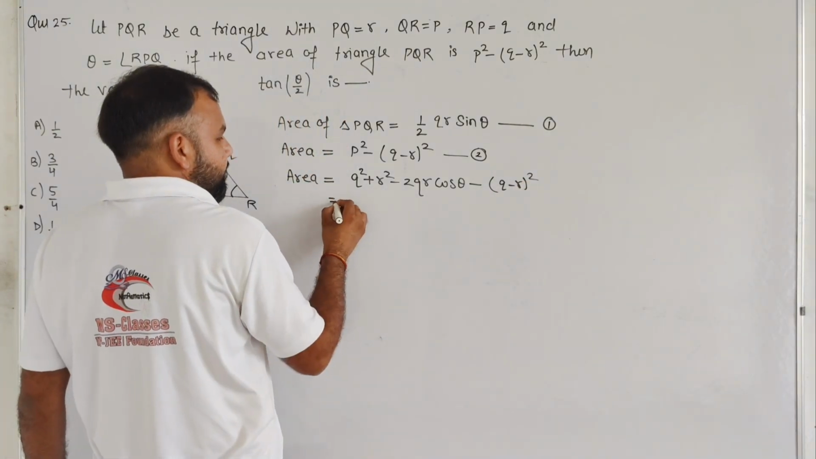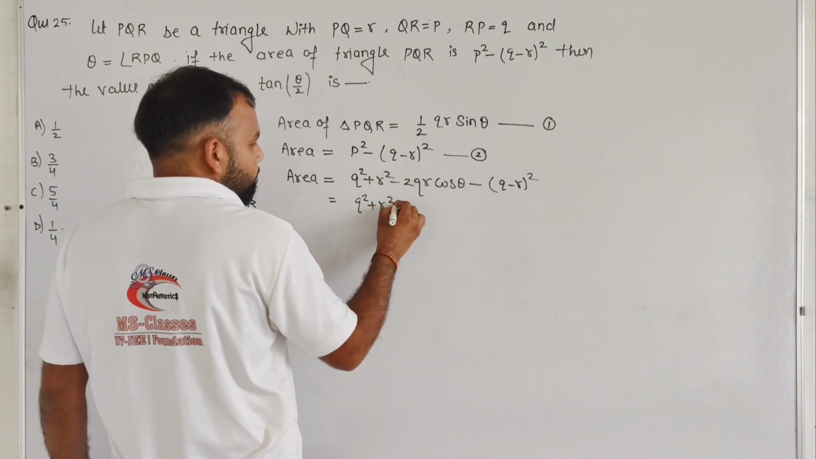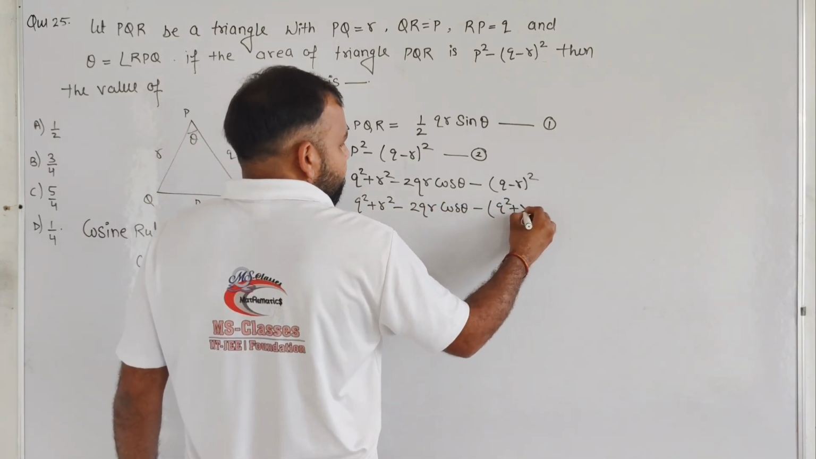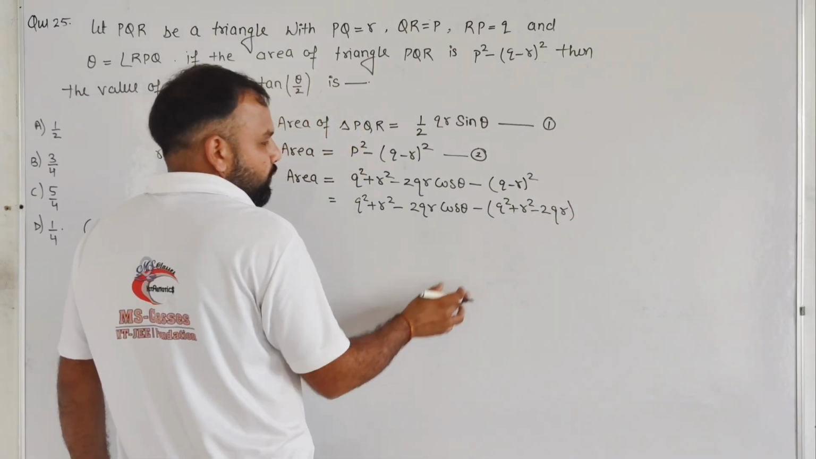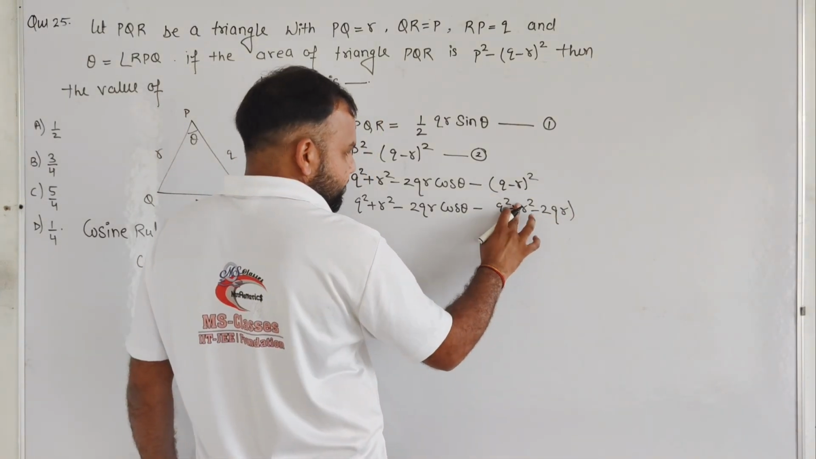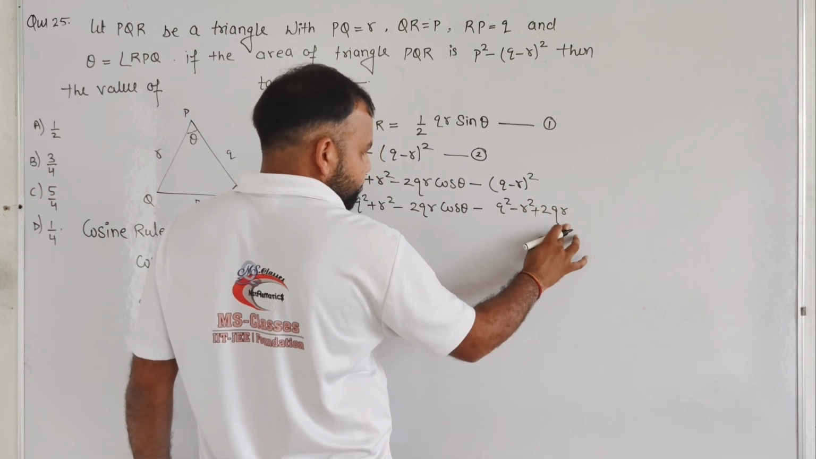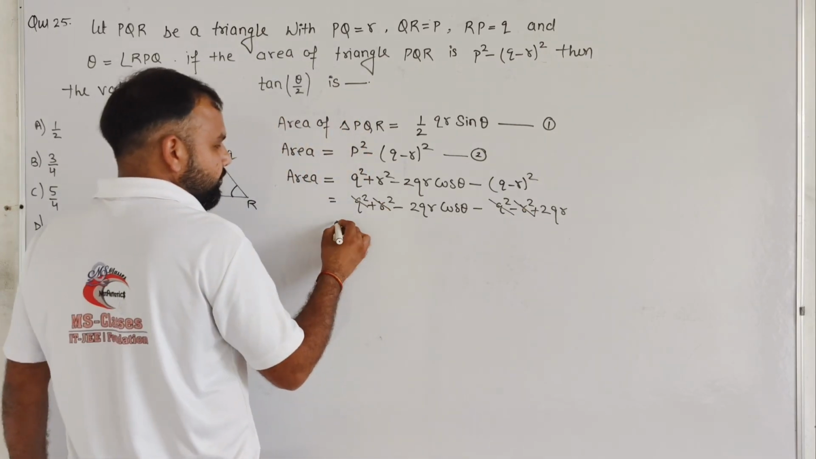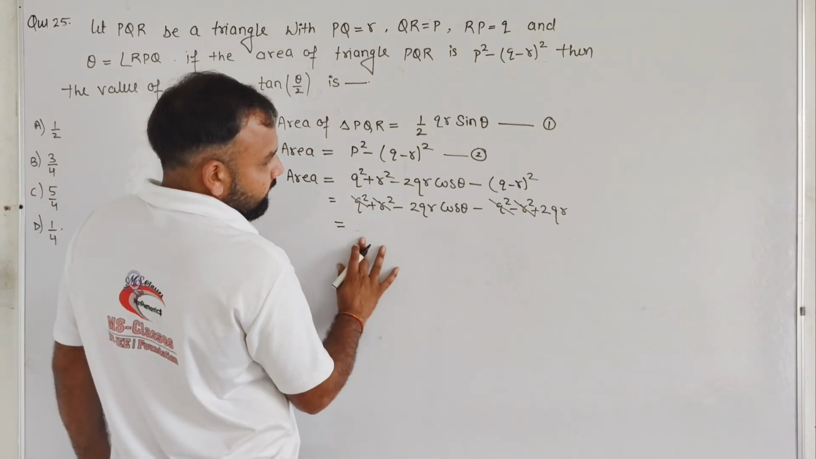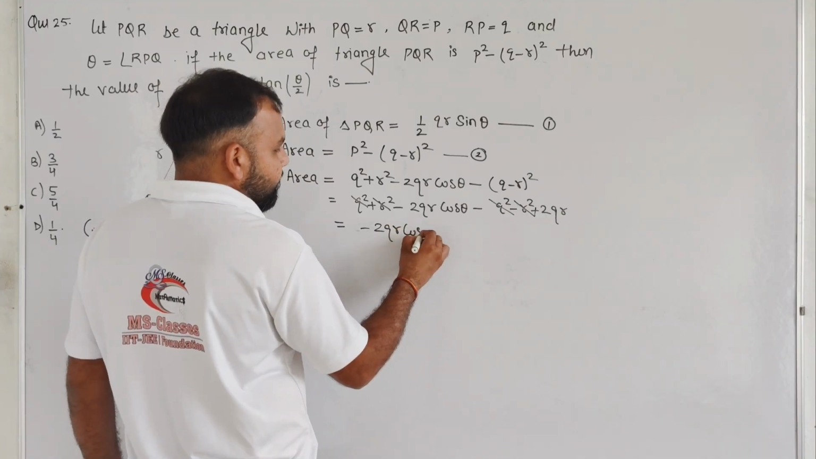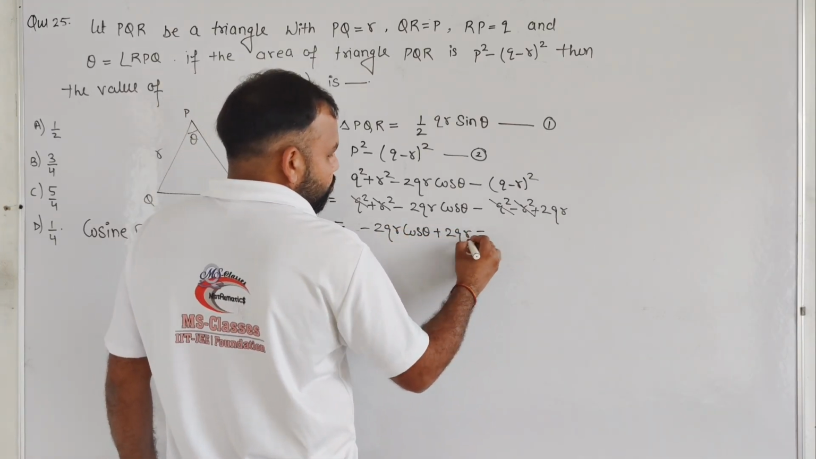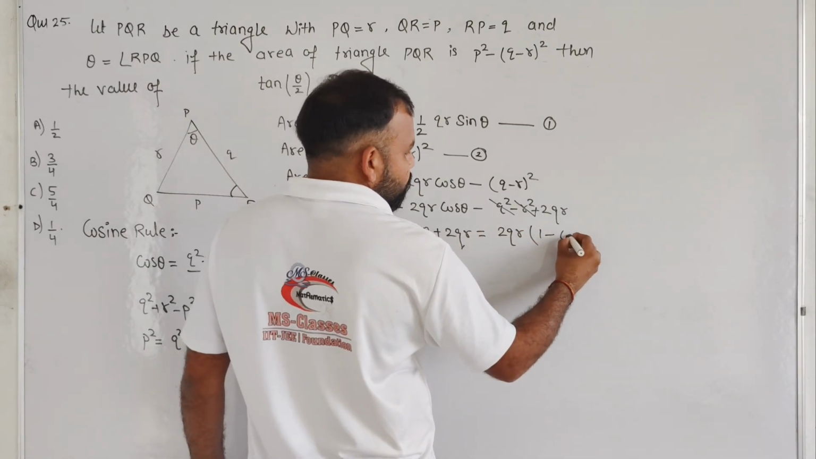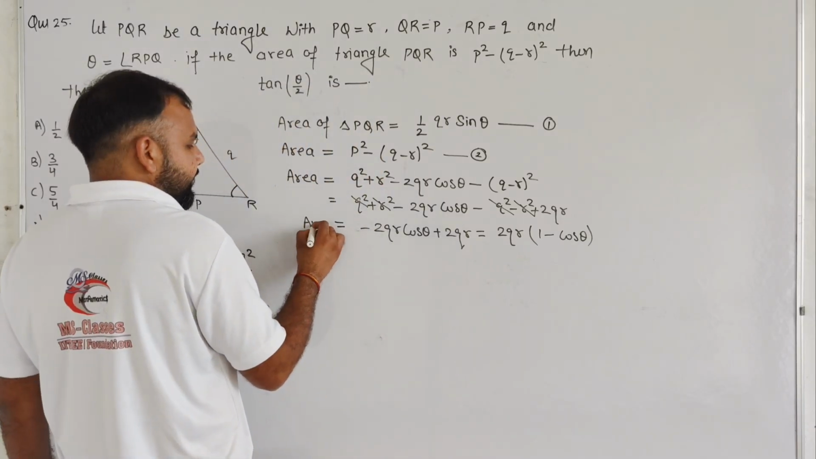Student, expand the formula a minus b whole square. It will become q square plus r square minus 2 times qr cos theta minus q square plus r square minus 2 times qr. Student, after taking the negative inside, the minus becomes plus. So student, you can see that q square is cancelled out by q square, r square is cancelled out by r square. So the area will become minus 2 times qr cos theta plus 2 times qr. So student, take out 2 times qr common, it will become 1 minus cos theta. This is our required area.